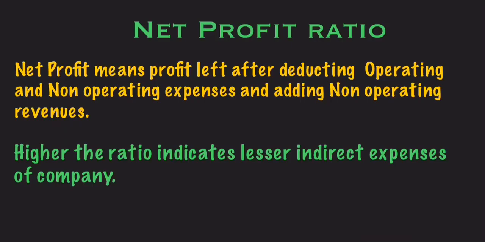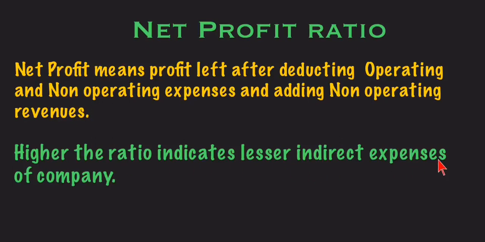Okay. Coming to the next part of the profitability ratio, which is net profit ratio. Now all of you know the meaning of net profit ratio. Net profit means the profit left after deducting operating and non-operating expenses from gross profit and adding non-operating incomes to the gross profit. That means from gross profit, if I subtract the remaining operating and non-operating expenses, and add non-operating incomes, we'll get net profit.